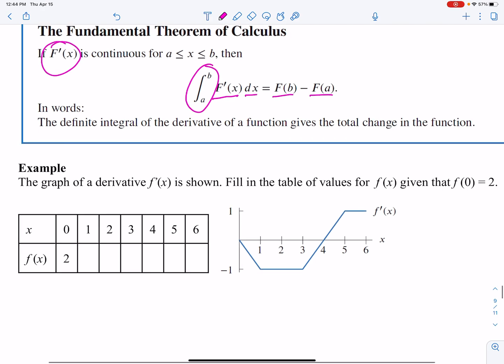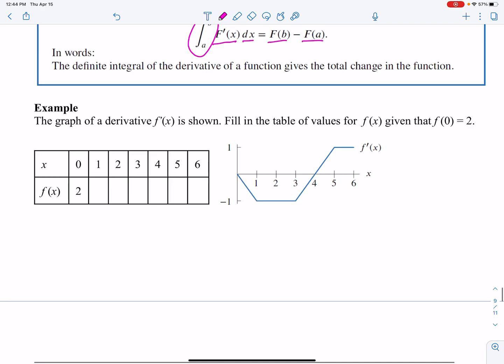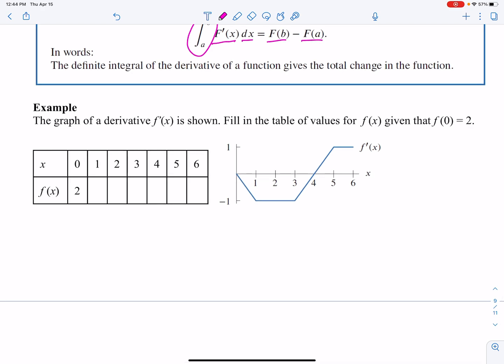Okay, so here's an example real quick here. The graph of a derivative f prime of x is shown. So this is your derivative graph, not your function, so be careful. This is the derivative. So fill in the values of the table for f of x. So we're using the derivative to figure out function values. Be careful with terminology.